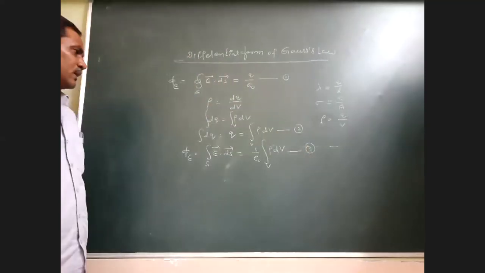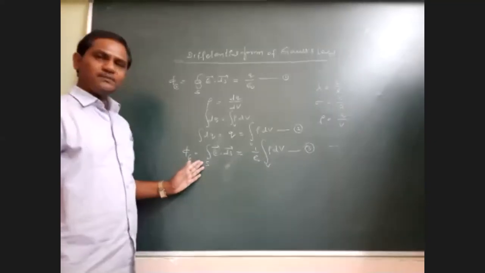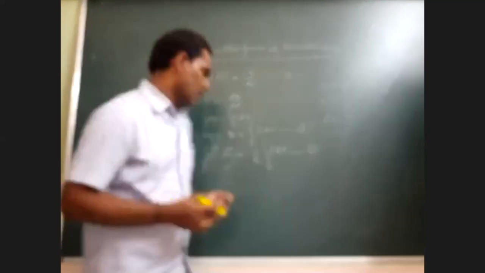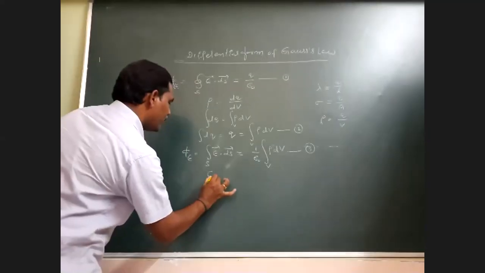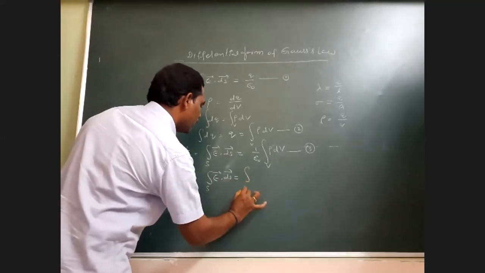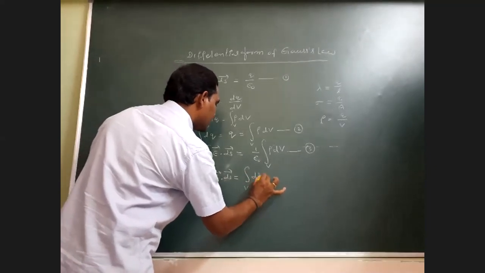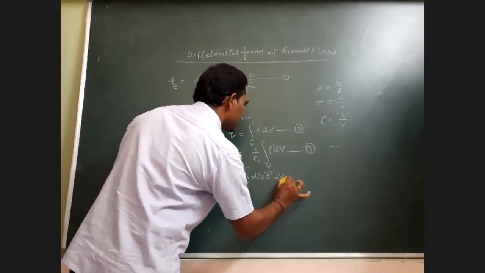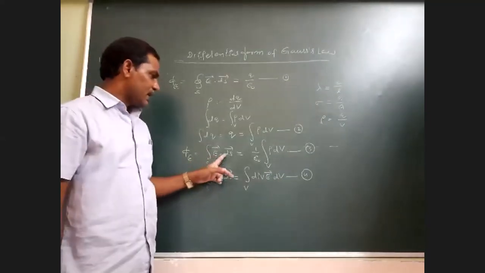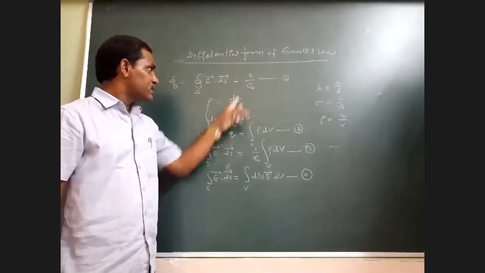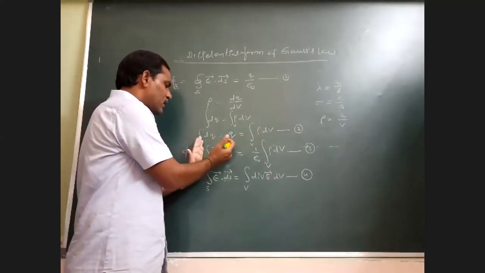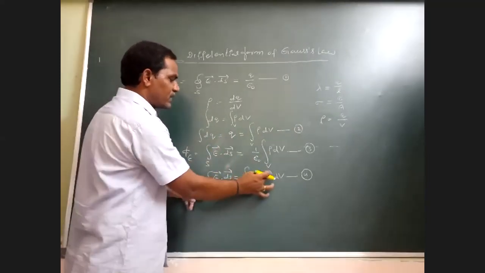From Gauss divergence theorem, which relates the surface integral and the volume integral, we write that the surface integral of E bar dot ds bar is equal to the volume integral of divergence of E bar dv. This is equation 4. Here in equation 3, E bar dot ds bar equals 1 by epsilon naught, and instead of q, I substituted the integral of rho dv.